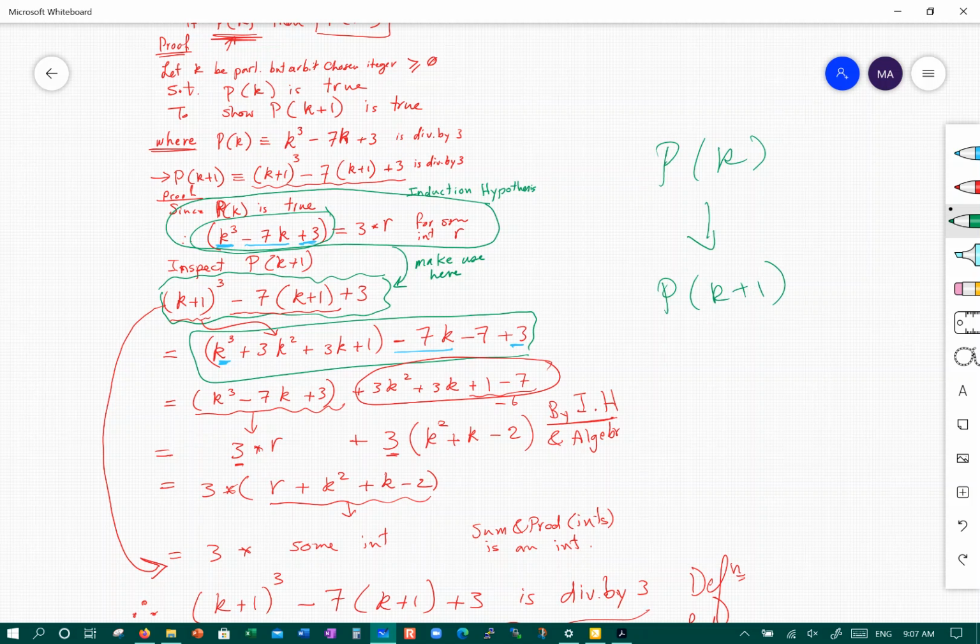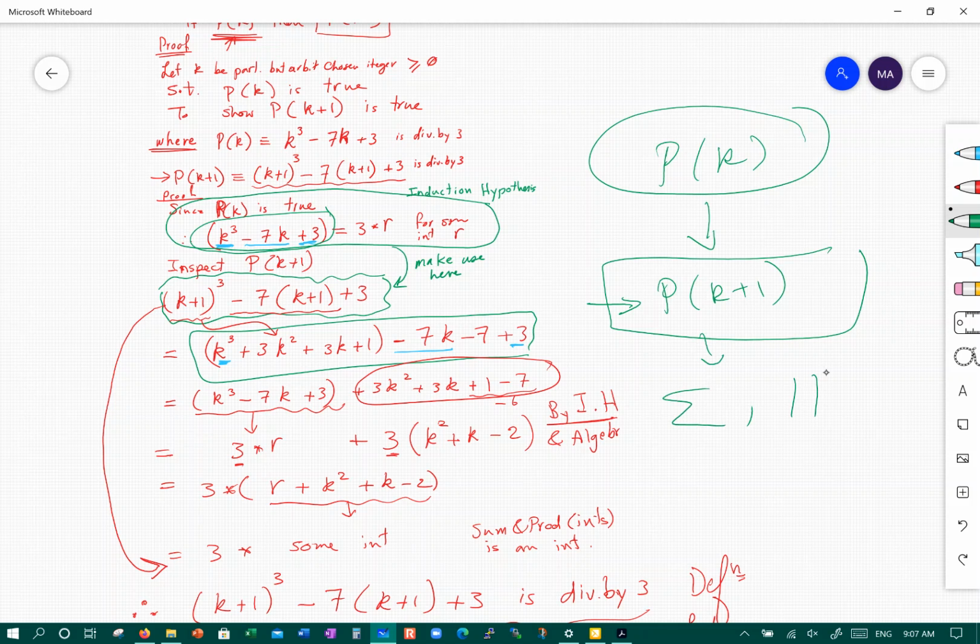For example, in the case of summations or products, in order to write p of k plus 1 so that p of k shows somehow in the expression, you may need to isolate the last term from p of k plus 1. So in the case of summation or product, if you isolate the last term, you will get p of k and then the last term separate, either plus or multiplied. So that's if the problem is a summation or a product.